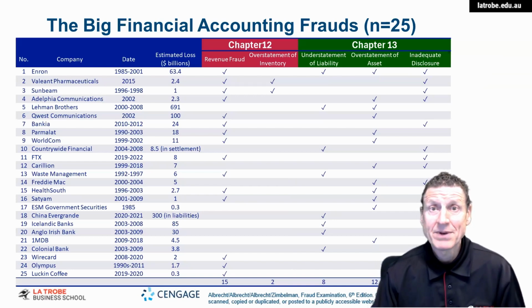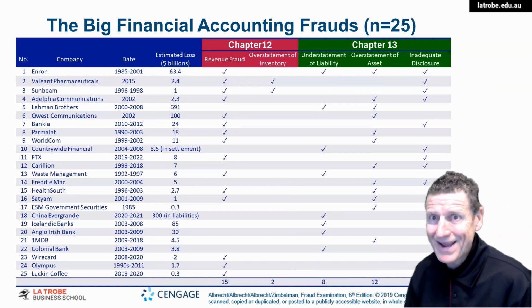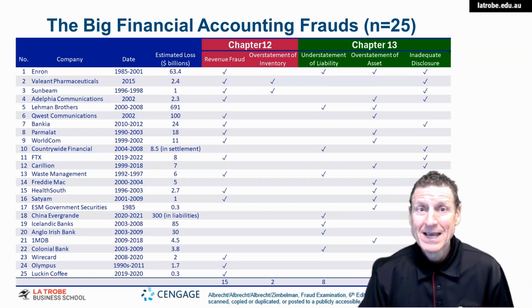If we look at understatement of liability, which we're going to look through in this first part, in the next part we're going to look at overstatement of assets and inadequate disclosure. They make up 8, 12, and 9 instances across these billion-dollar frauds.